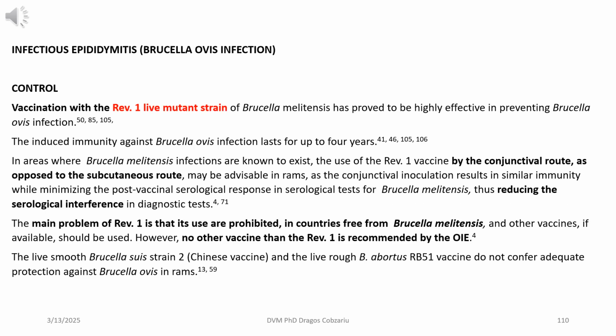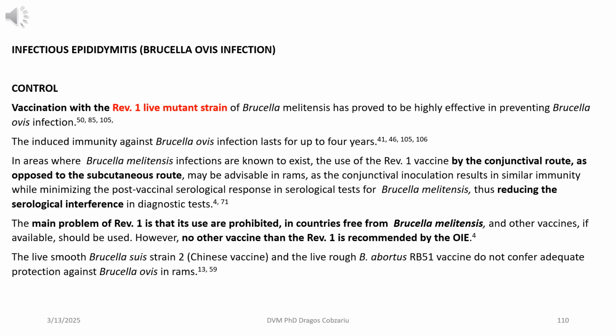Vaccination with the Rev 1 mutant strain of Brucella melitensis has proved to be highly effective in preventing Brucella ovis infection. The induced immunity against Brucella ovis infection lasts for up to 4 years. In areas where Brucella melitensis infections are known to exist, the use of the Rev 1 vaccine by the conjunctival route, as opposed to the subcutaneous route, may be advisable in rams, as the conjunctival inoculation results in similar immunity while minimizing the post-vaccinal serological response in serological tests for Brucella melitensis, thus reducing the serological interference in diagnostic tests.